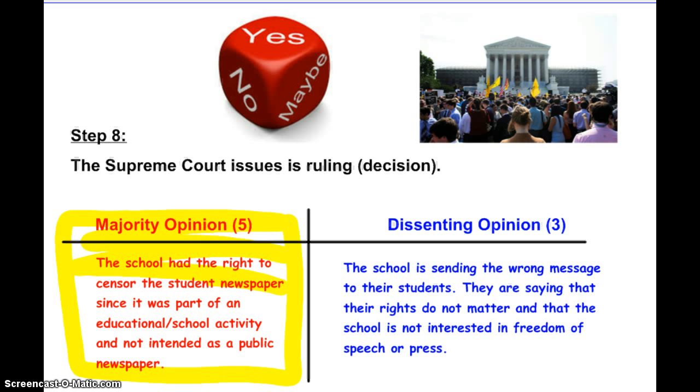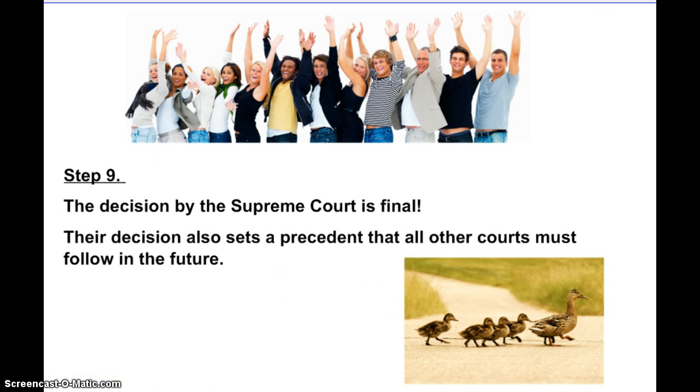In our Hazelwood v. Kohlmeyer case, the majority decision was that the school did have the right to censor the student newspaper because it was part of an educational school activity. And it was never intended as like a real public newspaper. So bad for the students here. The court was on the side of the school. The principal does have the right to control what goes into the student newspaper. This decision by the Supreme Court is final. There's nowhere else to go. The students lost, and the principal of the schools won this case.